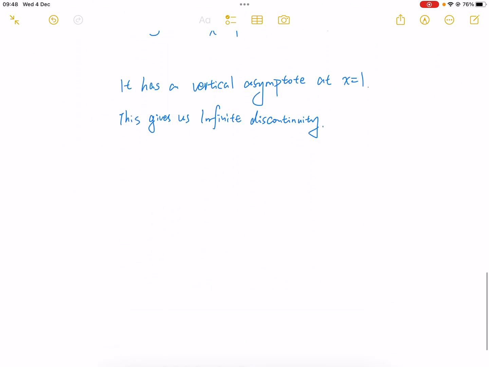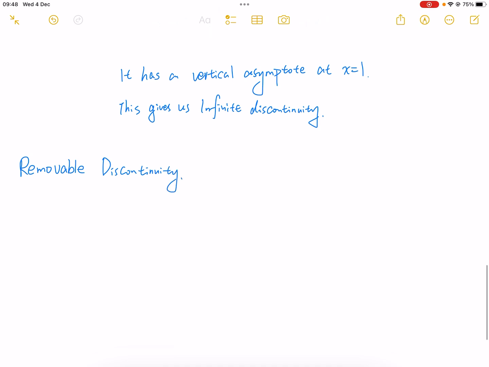So next, removable discontinuity. A removable discontinuity occurs when the limit of the function exists at a point, but the function is either not defined at that point or is defined incorrectly.